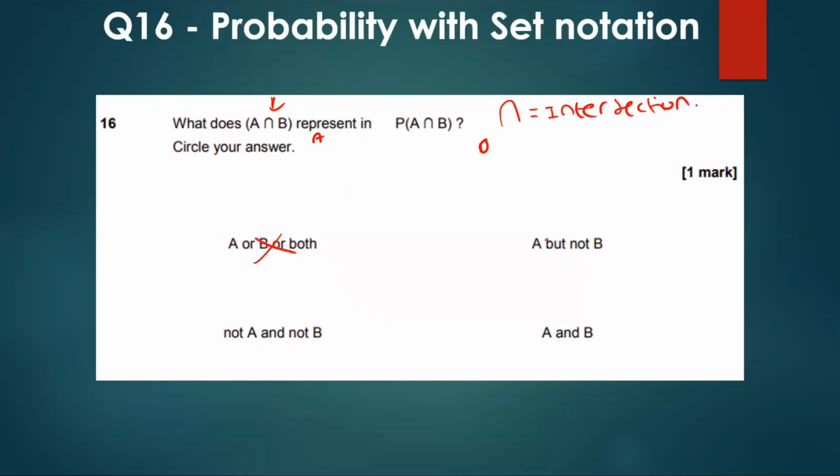A but not B. Well, no, it can't be that one. Not A and not B. Well, it can't be that one because it's got to be both of them. So A and B is your correct answer to that one. So I hope that makes sense. You need to understand that that upside down U, if you need to write that down, it's very important. The upside down U means intersection, okay, of the Venn diagram.